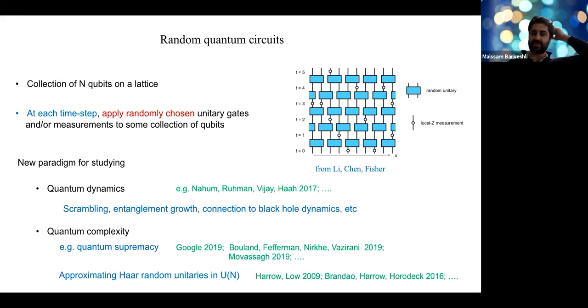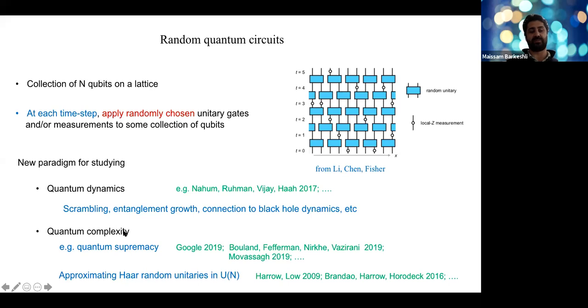So these random quantum circuits have become very interesting over the past few years and have been the subject of a lot of intense study. And the reason is because they're useful for a number of things. They're useful for solvable models of quantum dynamics. So if you want to study information scrambling, growth of entanglement, there are even connections to black hole dynamics. It's very useful to gain insights from these random circuits. And so this paper by Nahum et al. from 2017 is one of the early papers in this subject. But of course, there have been many papers since then.